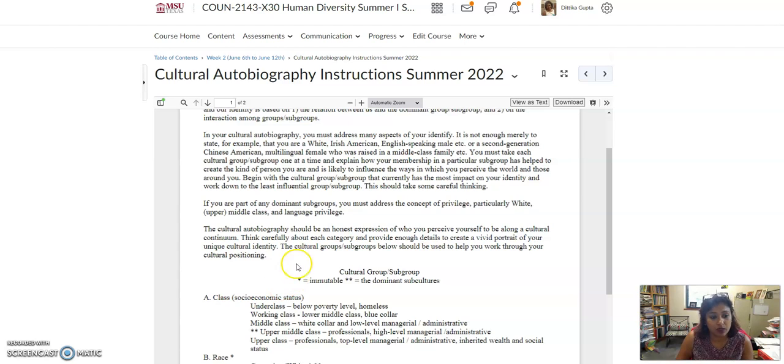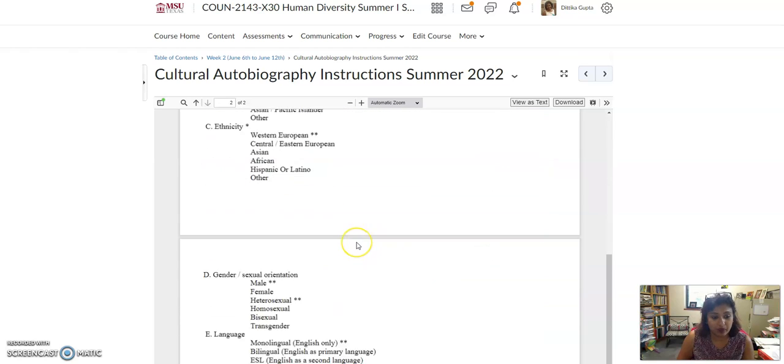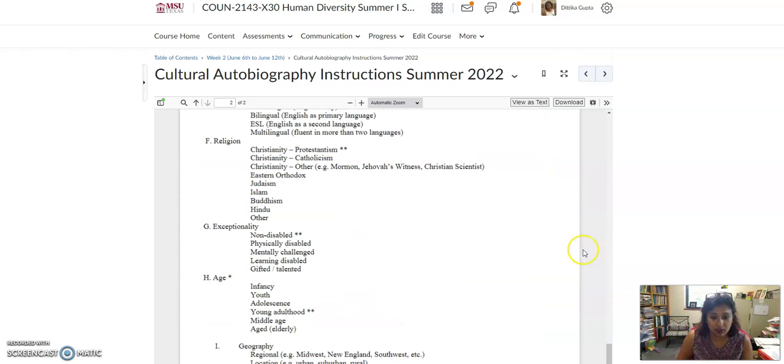Basically, you are going to take each of these subgroups one at a time and explain how your membership in a particular subgroup has helped you create the person you are, and how it influences you to perceive the world and those around you. This part is very important. How does it influence the way you perceive yourself and the world around you? That is something you want to think about.